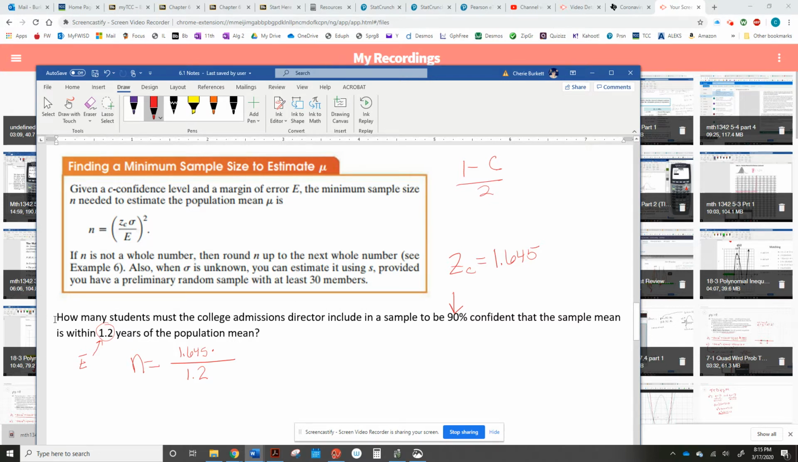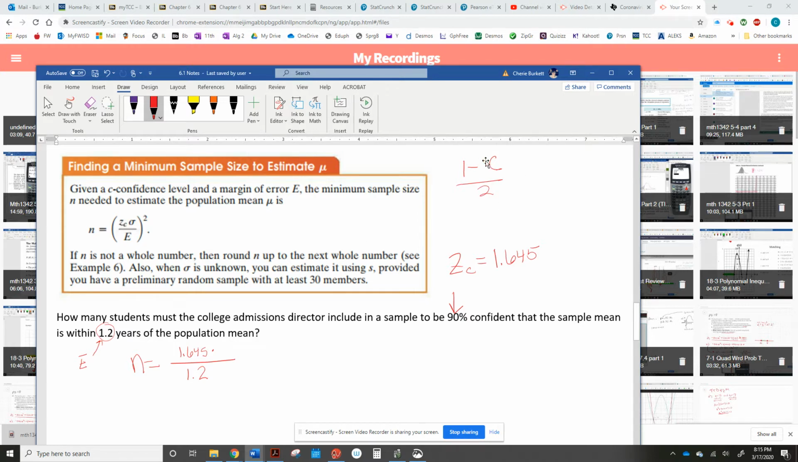And the clue is what your question is asking. It says, how many students must the college admission director include in a sample? Okay, so they're asking you, how big is your sample? There's your formula. All of these values will be given in your problem. You don't have to calculate any of them. Well, maybe you might consider that being calculated.